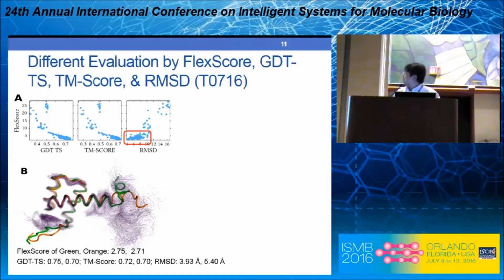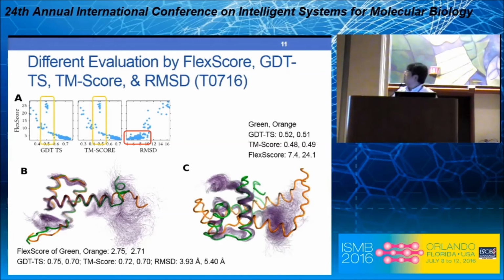So this is orange, but the red and green models have some difference in the tail region and this region. FlexScore says these two models are of similar quality, 2.75 and 2.71, because the deviation is at the tail region. I don't care; it's in the range of the physical fluctuation. But the RMSD value obviously penalizes this, because it is deviating from the crystal structure.